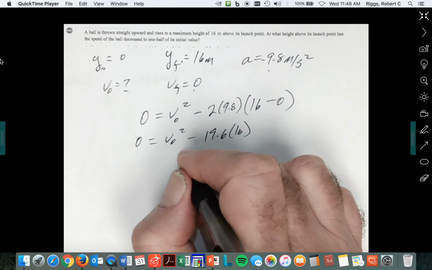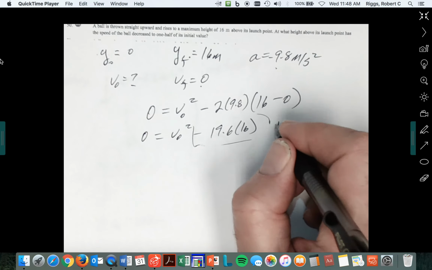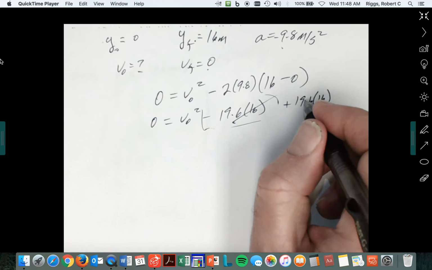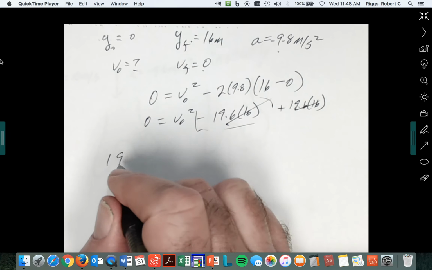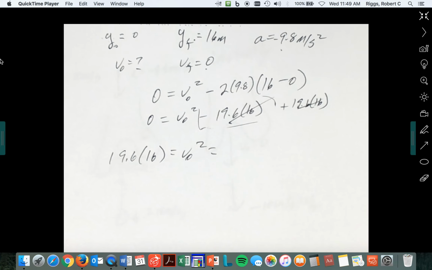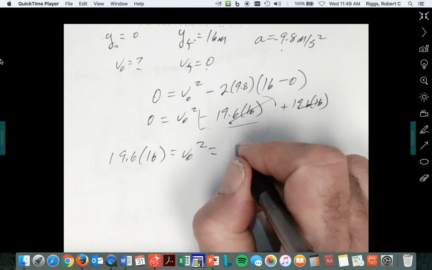What I'm going to do is add this term to both sides, and that goes away, and I wind up with 19.6 times 16 is equal to V naught squared. This is nice, I got a nice positive number. All I got to do is find my calculator, and I've got my initial velocity. 19.6 times 16, square root of 313, is 17.7 meters per second. Pretty fast.